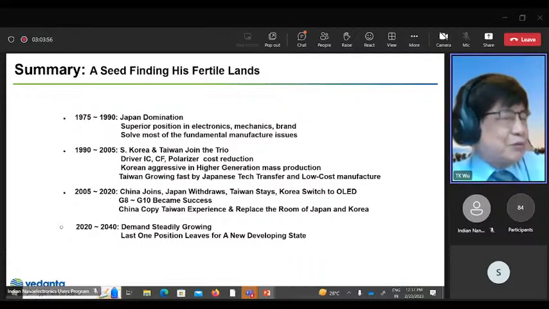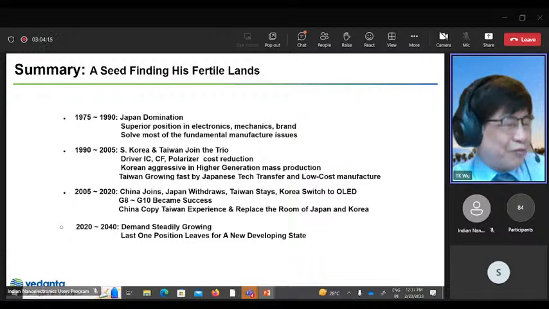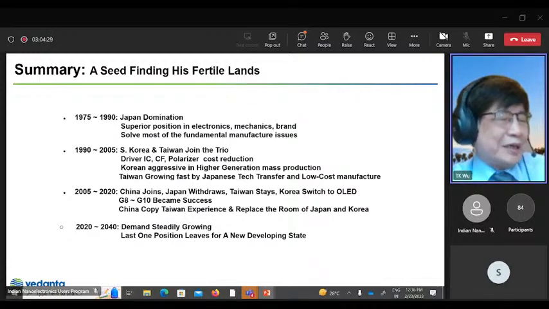From 2005 to 2020, China joined and became successful. Japan withdrew, fading out, and Generation 8 to Generation 10 became successful. Generation 8.5 became the most successful, almost the standard one. I think from 2020 to 2040, another 20 years, Korea will switch to MOLED. Taiwan stopped expansion. I think China cannot play, it becomes the monopoly for this industry.